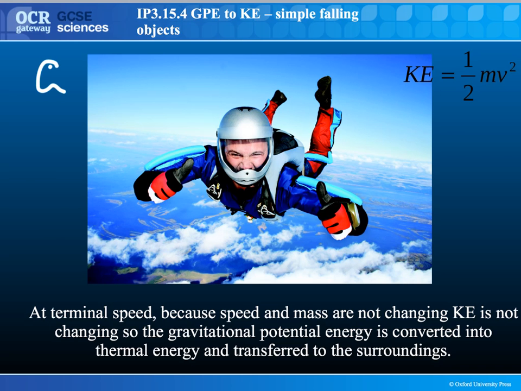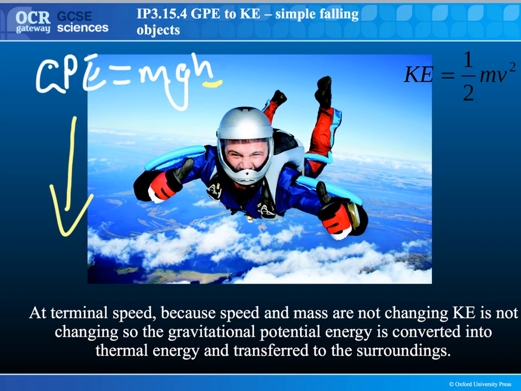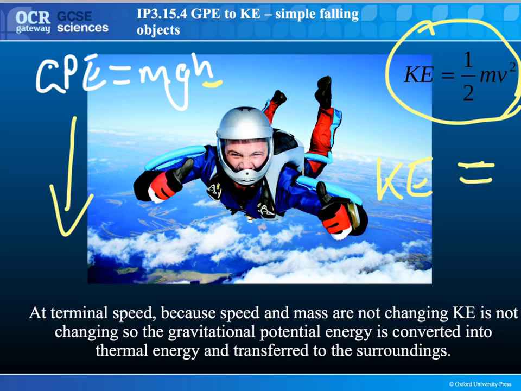There is one more thing that we need to consider. We know that gravitational potential energy is equal to mass times gravity times height. So this parachutist here, as he falls to Earth, because height is decreasing, the amount of gravitational potential energy that he has will decrease. But we have a problem, because we already know that at terminal velocity, velocity does not increase. So at terminal velocity, because velocity is not changing, the kinetic energy will be the same all the way down.